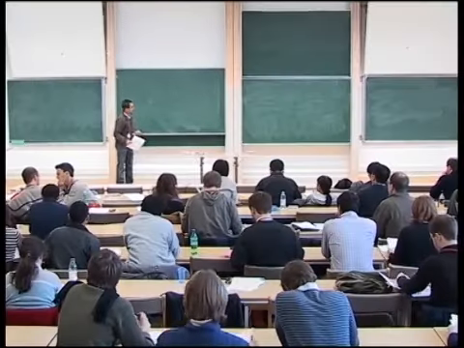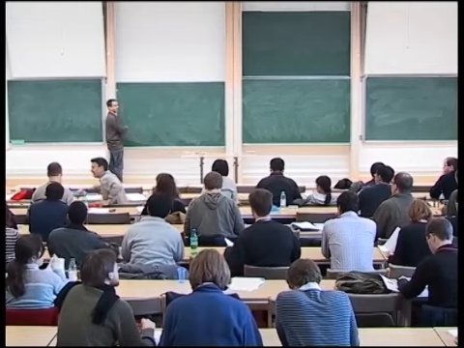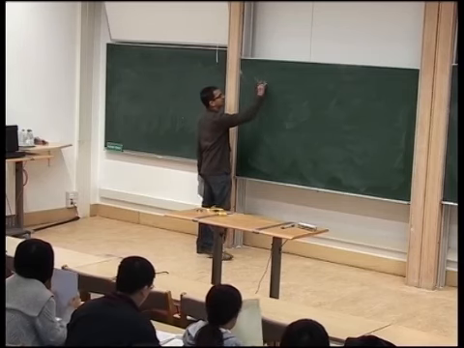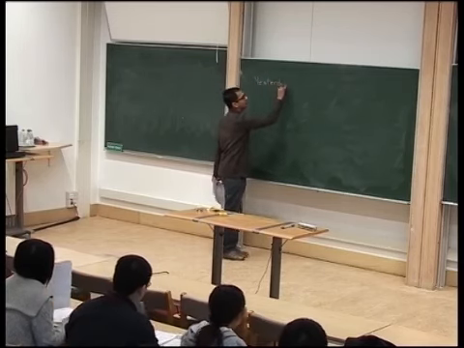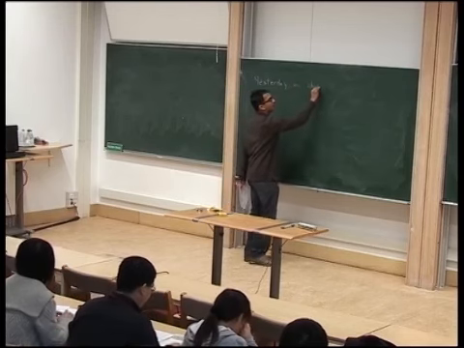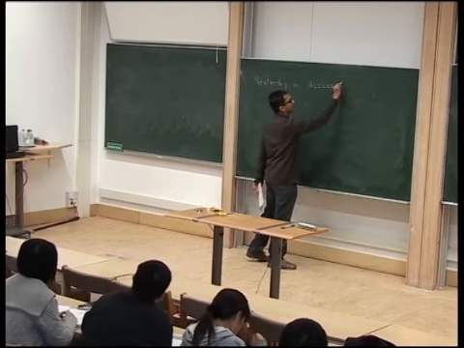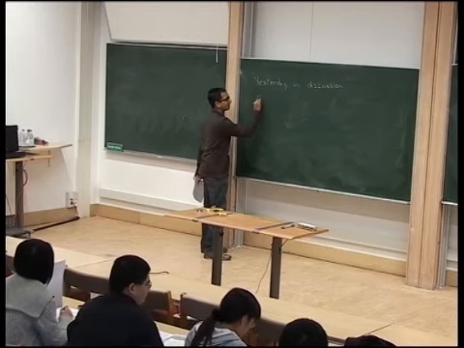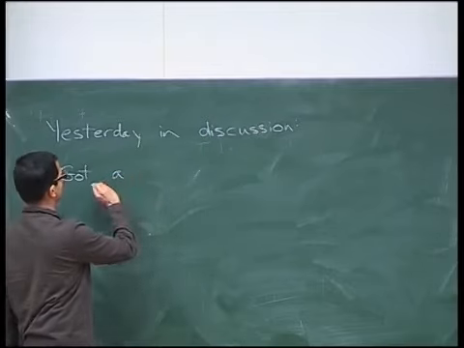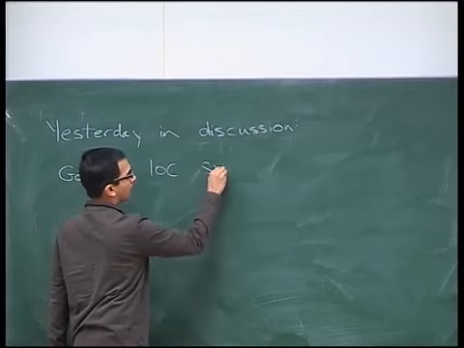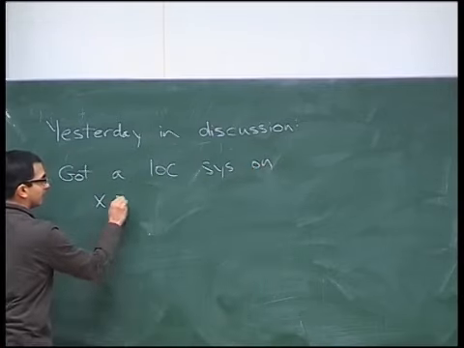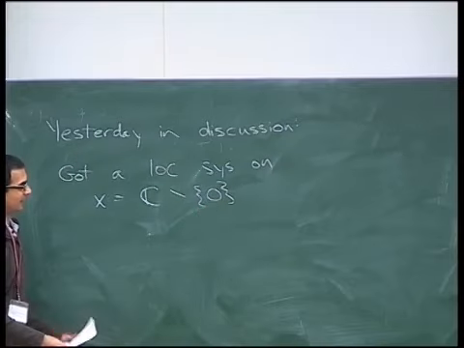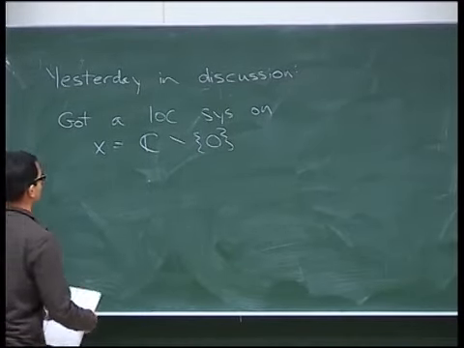Maybe I'll start by reminding you of something that came up yesterday in the discussion section. I talked about an example of a local system, and the definition was like this. We got a local system on the space, which is the complex plane minus the origin, and it was defined this way.